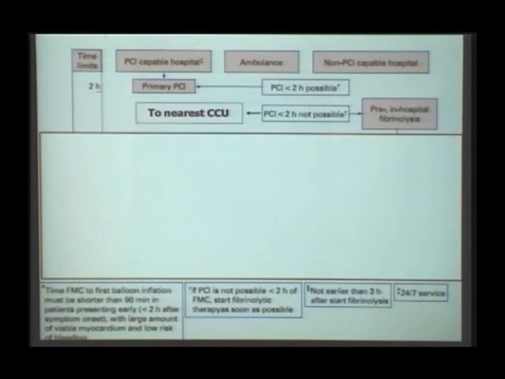So when the patient comes with acute chest pain and the hospital is PCI capable, you must do a primary PCI within 90 minutes of the patient's entry into the hospital. For example, the patient comes to a non-PCI capable hospital.